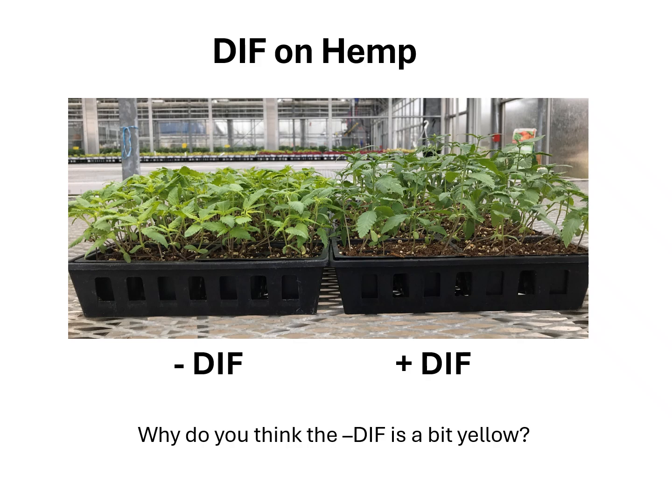Now, why do you think the negative diff is a bit yellow? Remember what I said a couple of slides ago? So negative diff means that the nighttime temperatures are hotter than the day. And I said that typically you would only diff a crop for maybe 1 or 2 days at a time max.